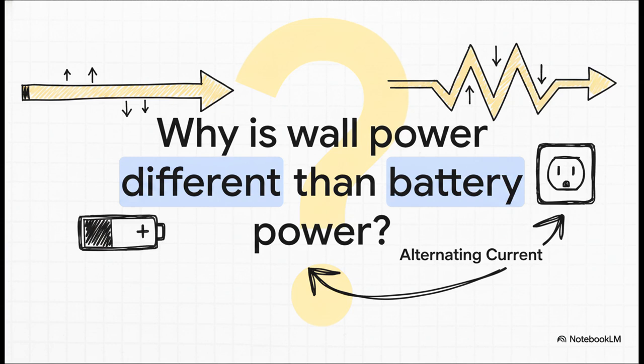Power from a battery is kind of like a steady, predictable river, just flowing in one single direction. But the power coming out of your wall, whoa, that's a whole different beast. It's called alternating current, and it's basically the secret language of our entire electrical grid.